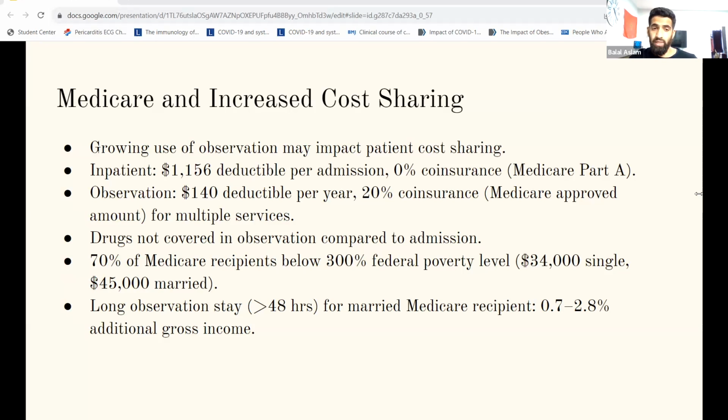This probably doesn't sound like a lot of money, but it is a lot of money now, and it won't be in a couple of years. But if we look at it from the scope of someone who has Medicare, 70% of these people are 300% below the federal poverty line. So that would equate to about $45,000 for the average Medicare couple who is married. And $1,300 would be almost 3% of their gross income. So it could have a pretty significant impact on them.